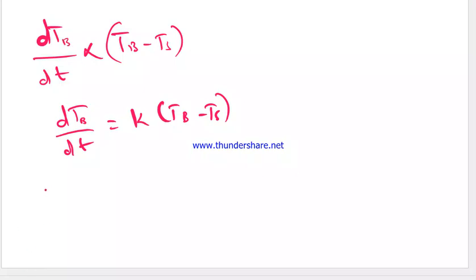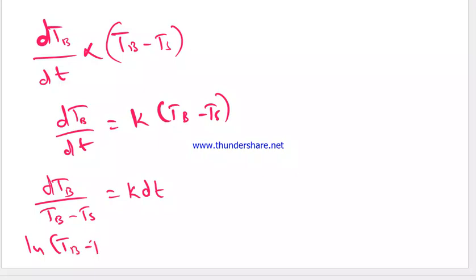So now we can collect the like terms. The dTB divided by (TB minus TS) is equal to K dt. So we can now integrate. That means ln(TB minus TS) equals KT plus C. So we have two constants now, proportionality constant as well as the integration constant.